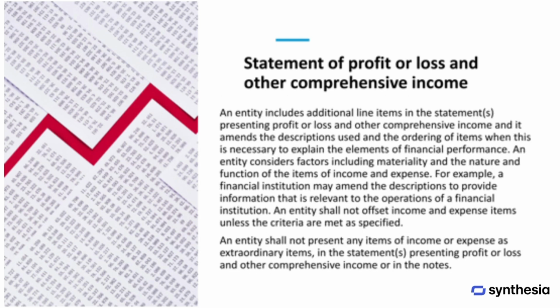An entity may include additional line items in the statements presenting profit or loss and other comprehensive income and adjust the descriptions and ordering of items when it is necessary to clarify the elements of financial performance. Factors such as materiality and the nature and function of income and expense items should be considered. For example, a financial institution may change the descriptions to reflect operations that are specific to the financial sector. However, an entity is prohibited from offsetting income and expense items unless the specified criteria are met. Additionally, extraordinary items should not be presented in the statements presenting profit or loss and other comprehensive income or in the notes.